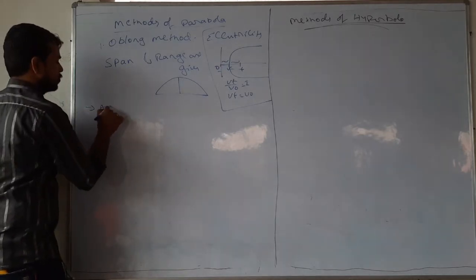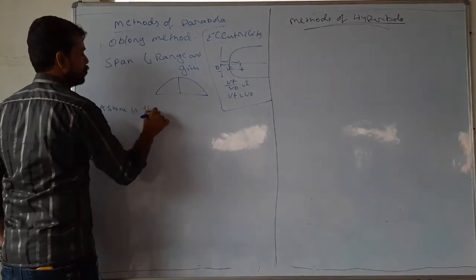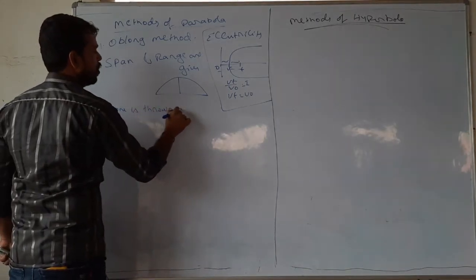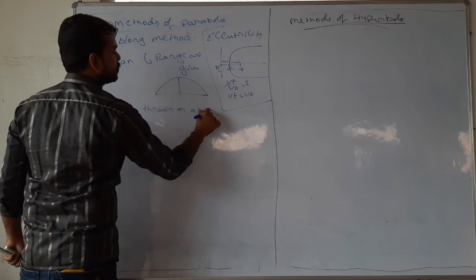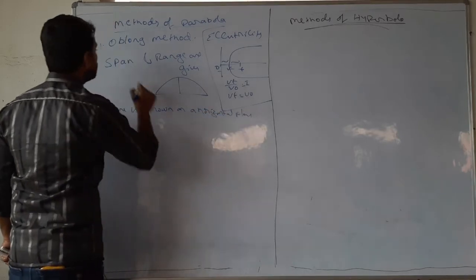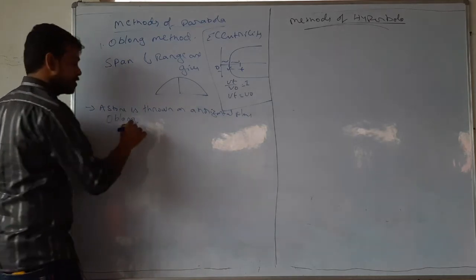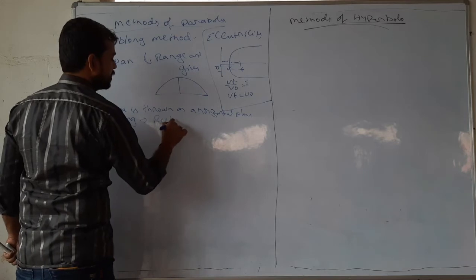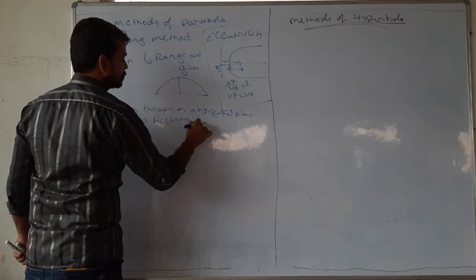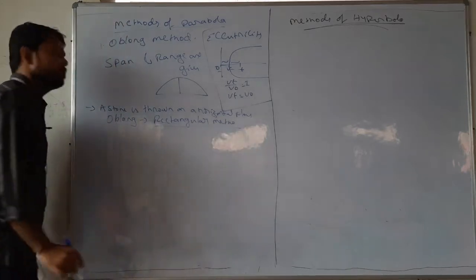Suppose a stone is thrown on a horizontal plane, then you can use the oblong method. In the oblong method there are two types. The first one is the rectangular method. You should use the rectangular method.